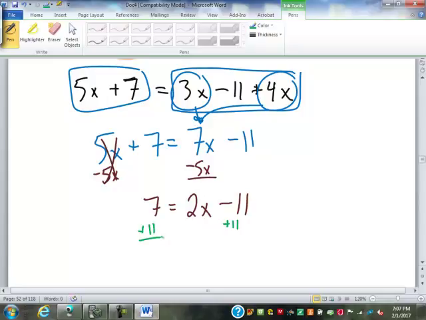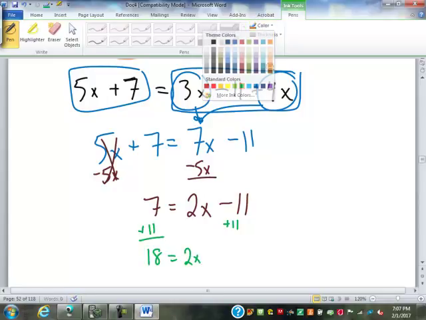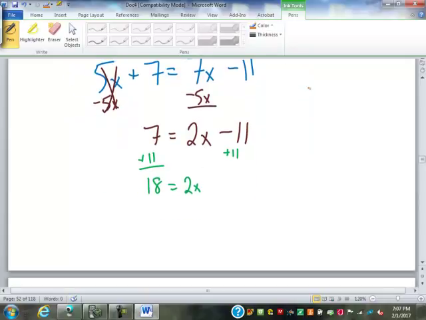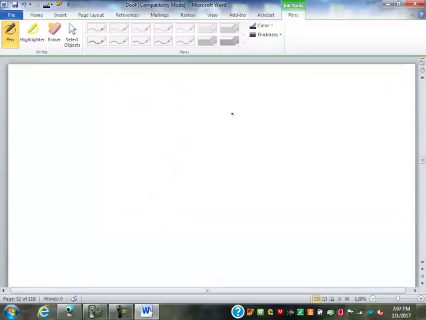Add 11. So we've got 18 equals 2x. And then divide by 2. So 9 equals x. Any questions? Okay. Well, let's look at something else that's a little bit different.